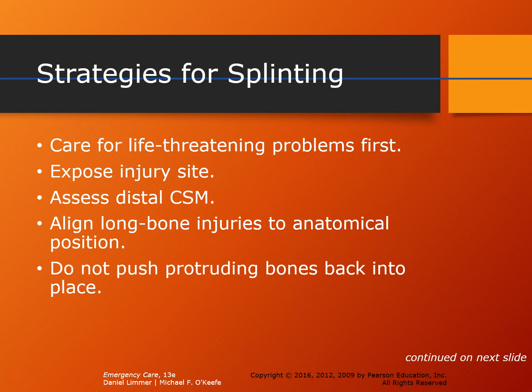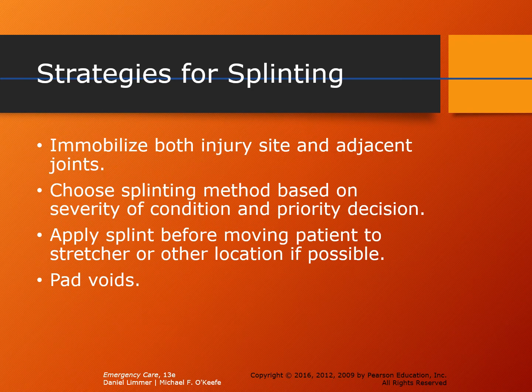We want to align the long bone to an anatomical position, as if the patient was standing or laying in the anatomic position. And we want to make sure that we don't push protruding bones back into place. We are simply letting them rest where they are. Immobilize both the injury site and the adjacent joints. So this is for long bones. If you have an injury to the joint, you're going to splint above and below the site of that injury. For broken bones, we want to immobilize the joint that is above and below that site.